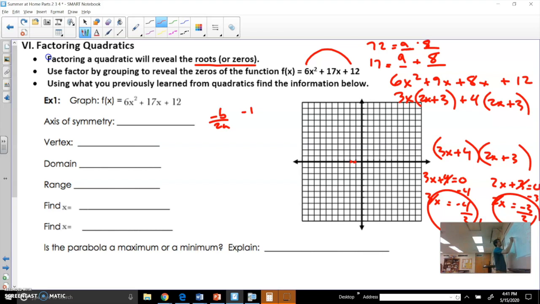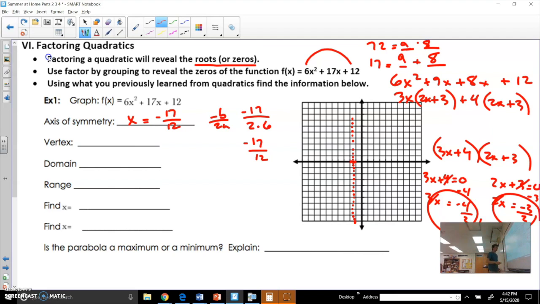B would be negative 17, and we're doing 2 times a, or 2 times 6. So that's negative 17 over 12. This is definitely a tougher axis of symmetry problem, because negative 17 over 12 is going to fall between these 2 points somewhere, and it's going to cut that quadratic in half.